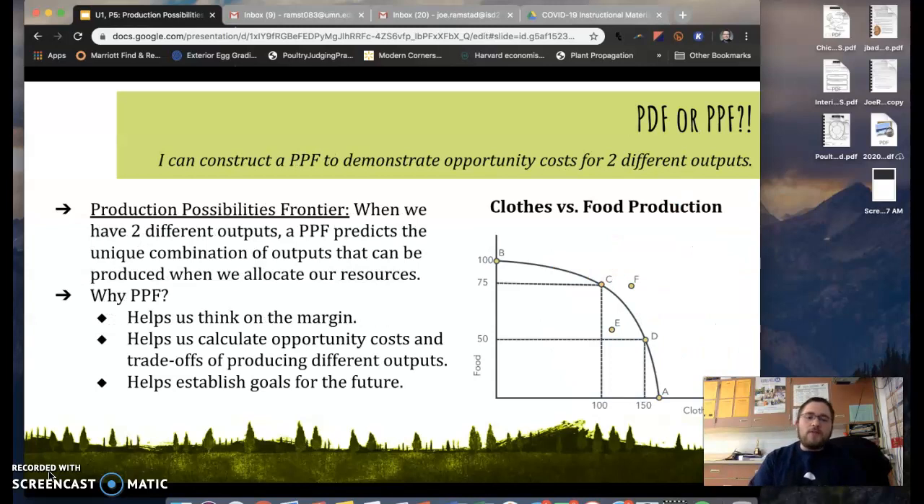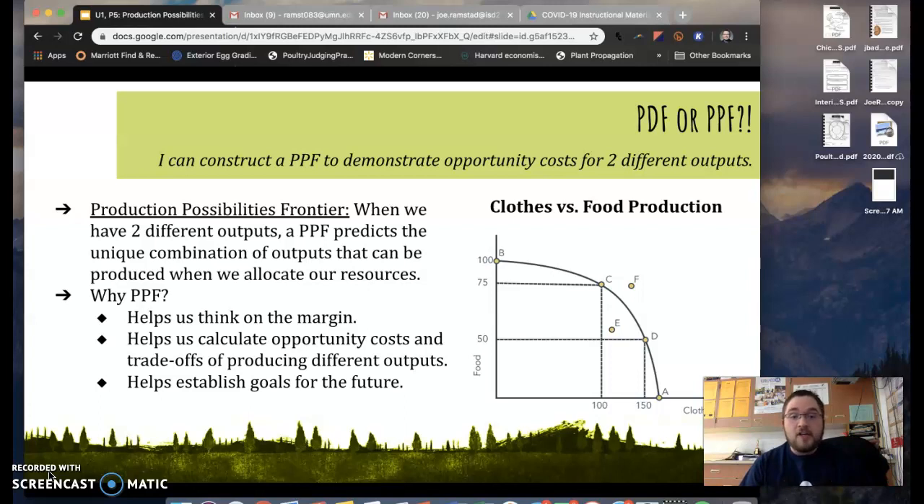Okay. As we've alluded to previously, a PPF or production possibilities frontier is a graph that we use when we have two different outputs. This PPF predicts the unique combination of outputs that can be produced when we allocate our resources. Economists say that PPF graphs help us think on the margin, as we've talked about in the previous lectures. They help us calculate opportunity costs and trade-offs of producing different outputs given the resources and inputs that we do have. And finally, they help us establish goals for the future.